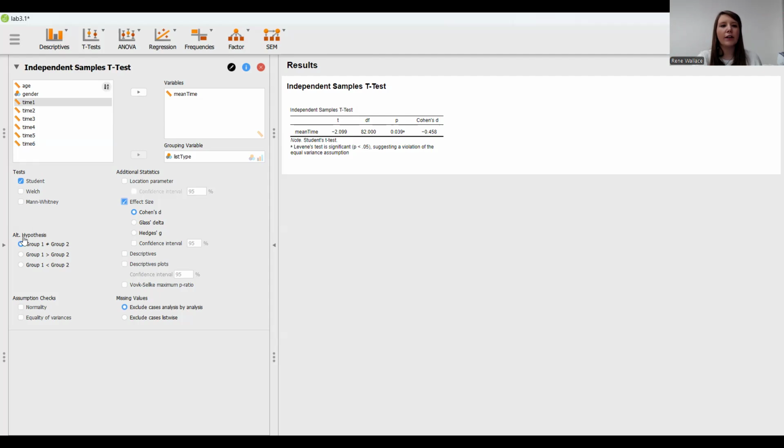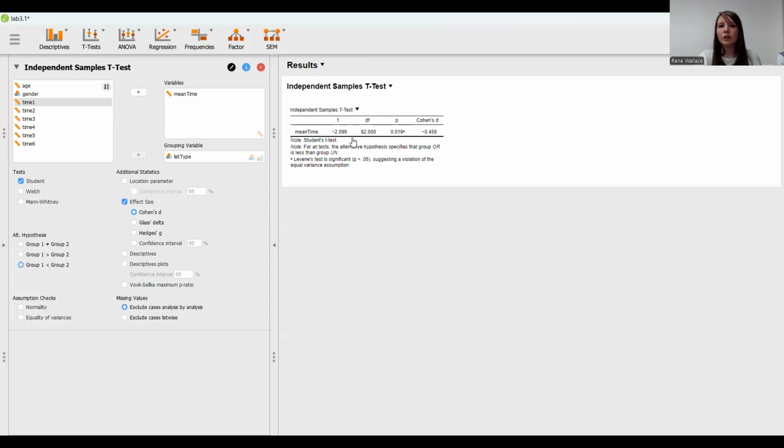You see here, this alternative hypothesis section, it says group 1 is equal to group 2. Well, that's not what we did here because we had a directional hypothesis. We were saying that the, I'm sorry, that the organized list would be quicker, that people would solve it quicker than the unorganized list. So we had a directional hypothesis. So since we had a directional hypothesis, we need to change it here to group 1 is less than group 2, because that's what we said in our hypothesis.